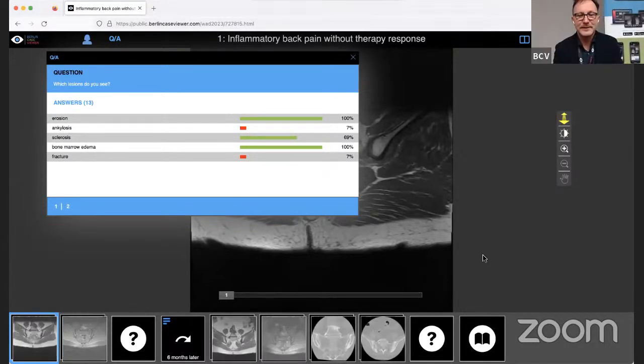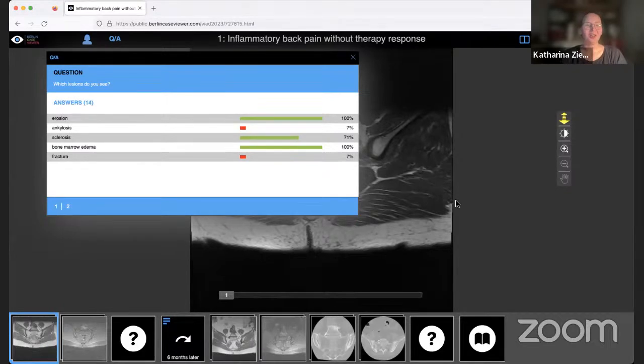Good. So most of you got that perfectly right. We do in fact believe to see erosion. We definitely see a very uneven joint surface. There is definite sclerosis. And also, of course, signal intensity on the fluid sensitive sequences.